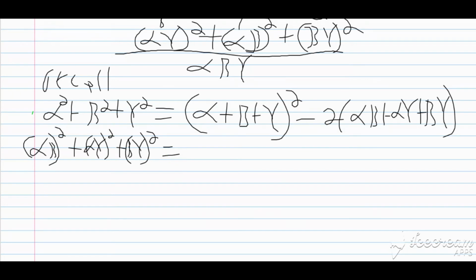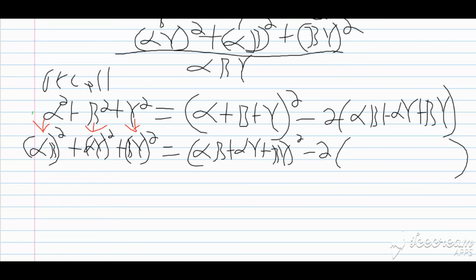Looking at this, we realize that in the place of alpha, we now have alpha beta. In the place of beta, we have alpha gamma. And in the place of gamma, we have beta gamma. So on the right, I'm also going to be making those replacements. Replacing alpha with alpha beta, beta with alpha gamma, and gamma with beta gamma, I'm going to have alpha beta plus alpha gamma plus beta gamma all squared minus 2.